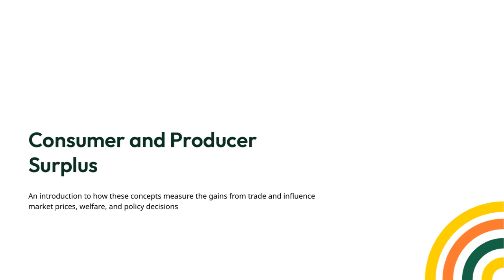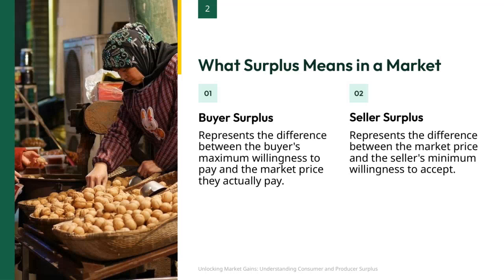Let's get started. Here on the right, we explore the concept of surplus in a market, starting with buyer surplus. Buyer surplus is essentially the difference between the highest price a buyer is willing to pay for a product and the actual market price they end up paying. This surplus represents the extra value or benefit the buyer gains from the transaction.